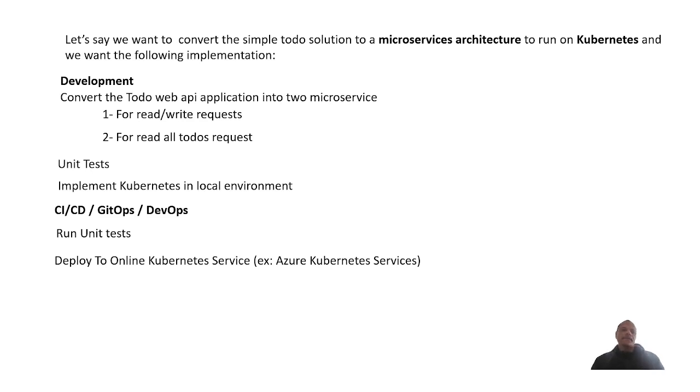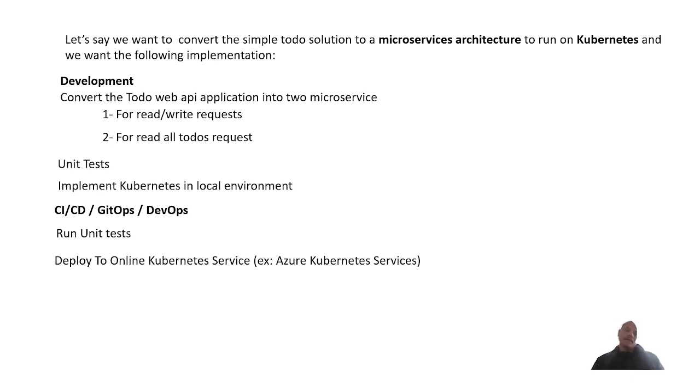Say we want to convert the simple todo application that's making some CRUD operations on todo items from a monolithic architecture into a microservices architecture, and we want to deploy this solution to Kubernetes.